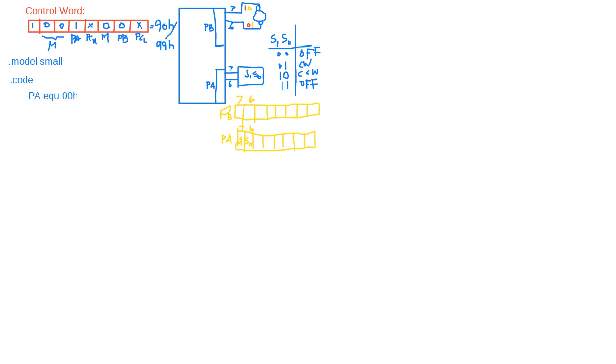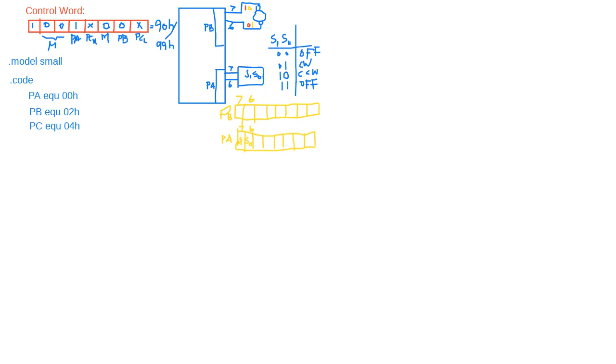port B EQU 02H, port C EQU 04H, and control register EQU 06H. So actually port A address is 00H. We define a variable PA here. We define a variable for 02H as PB, PC and CS, and so on.